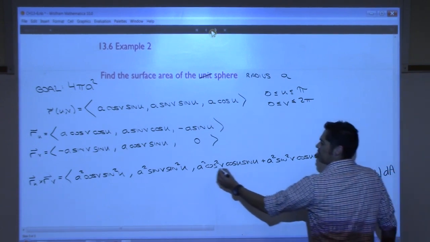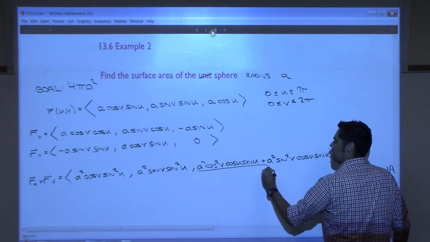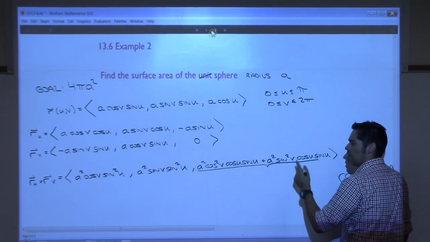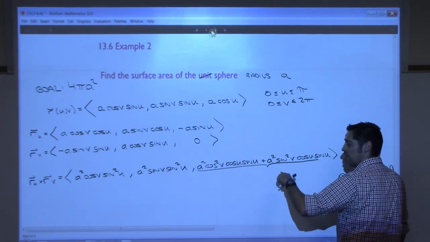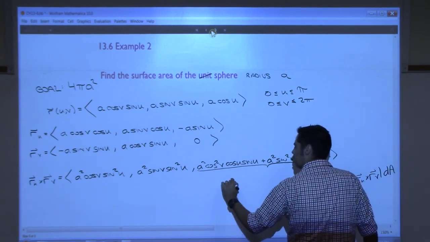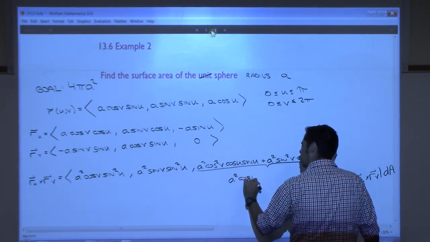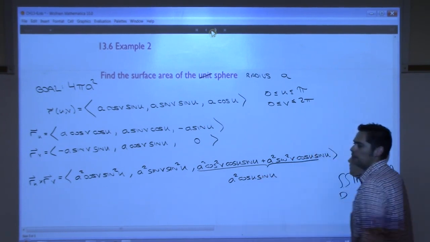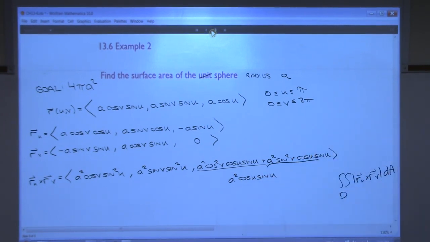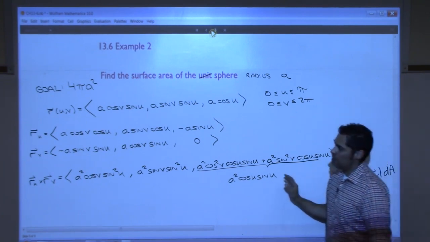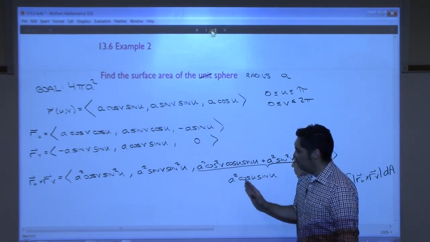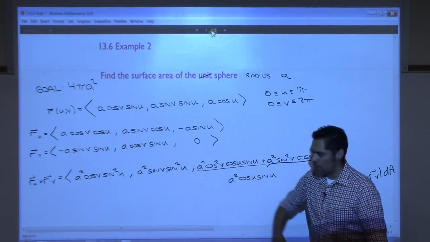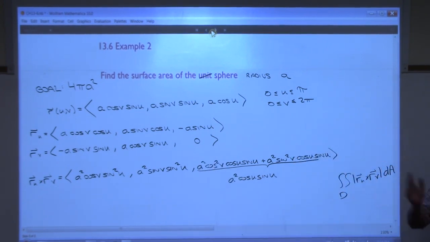This one becomes, just for the sake of time, we can pull out an a squared cosine u sine u and then get Pythagorean. So we should get a squared cosine u sine u. So if you look back at the previous problem that we did, when we did this cross on the unit sphere, all the a's, a squareds, a was 1, so we didn't see them. Okay, next.